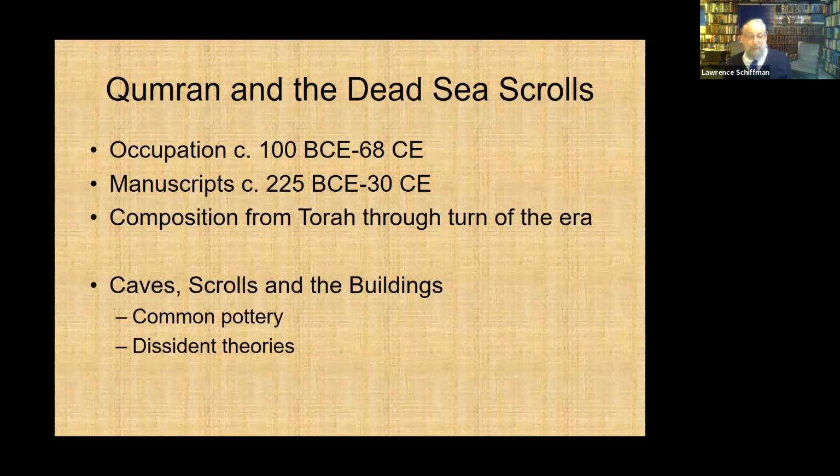Now, also, we have to remember that the caves and the scrolls and the buildings we're taking as one phenomenon, especially because of the fact that they have common pottery and certain, especially the so-called scroll jars, which are really not scroll jars, but whatever they were for, they represent a virtually Qumran-only phenomenon.